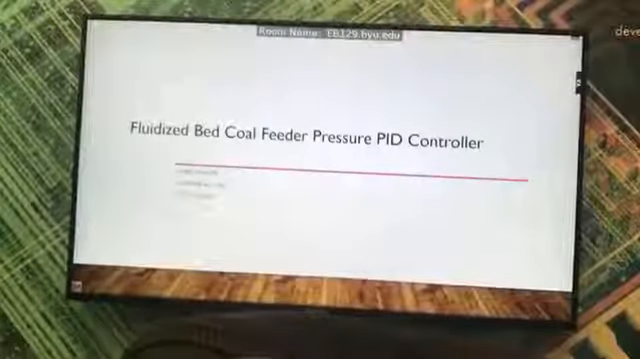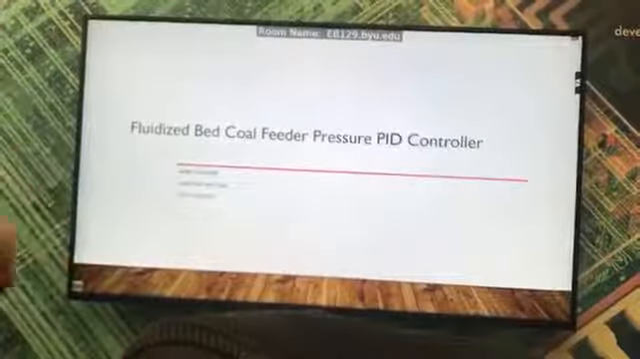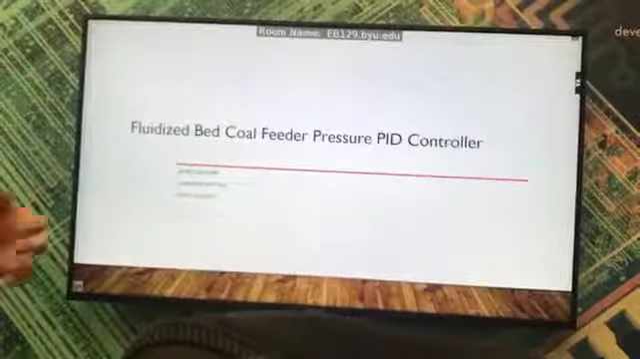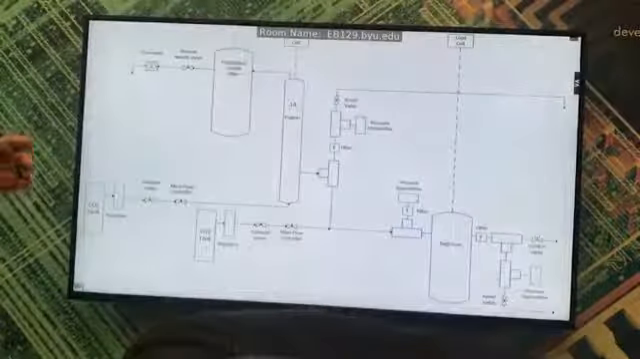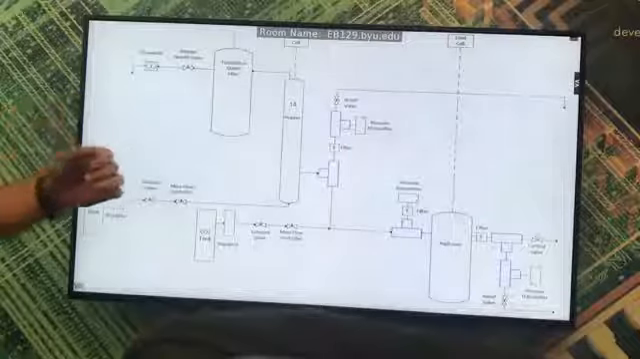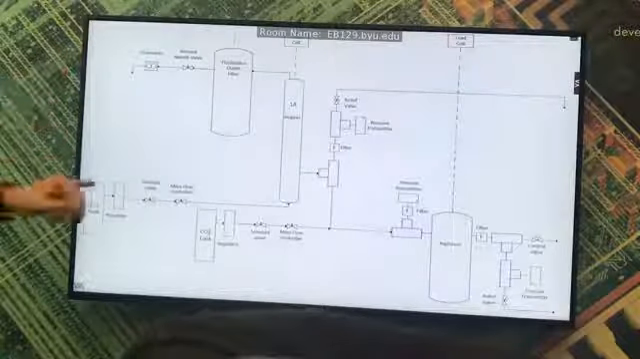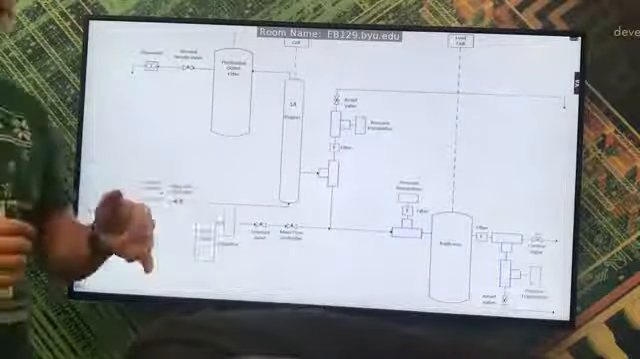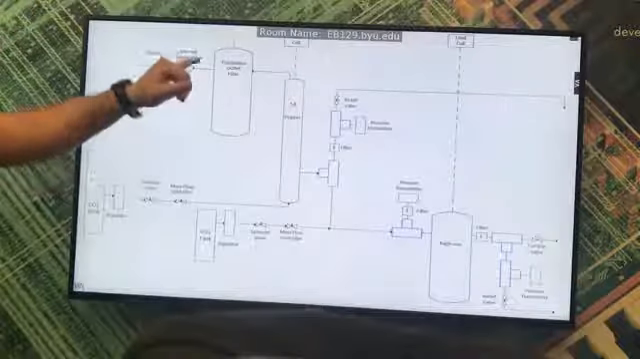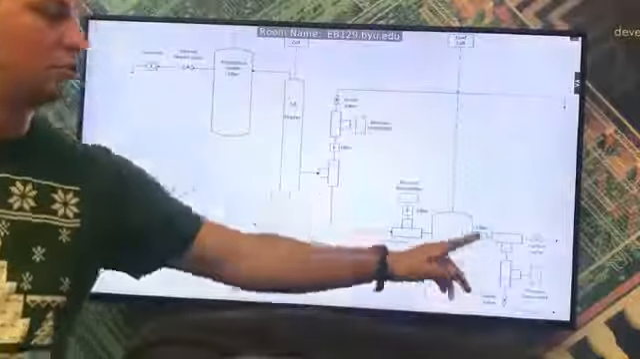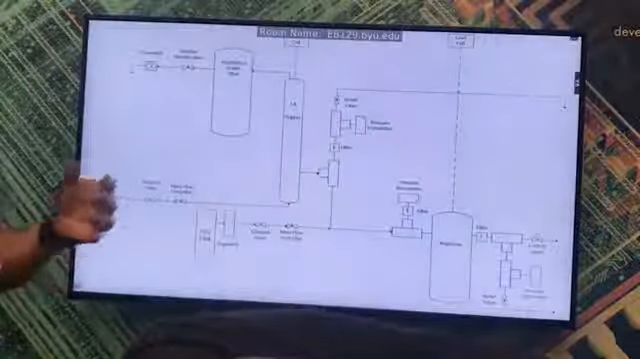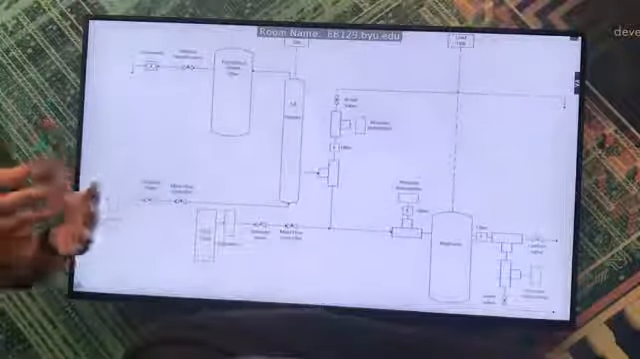Alright, so we are talking about a fluidized bed cold feeder pressure PID controller. This is our project. We have a system here, and it's got a couple inlets of a fixed volumetric flow rate, an outlet of a fixed volumetric flow rate, and then it's got a control valve with a PID loop that is hooked up to it.